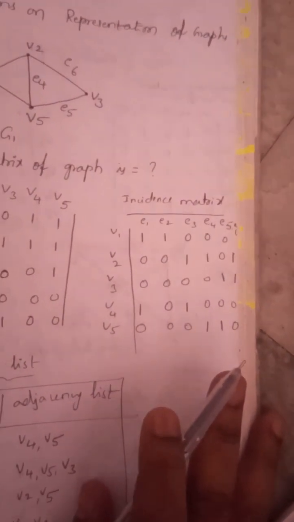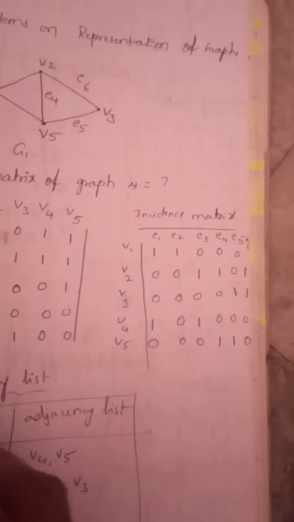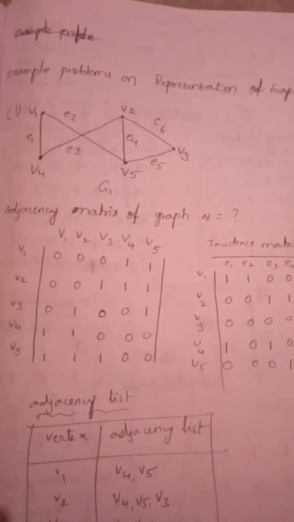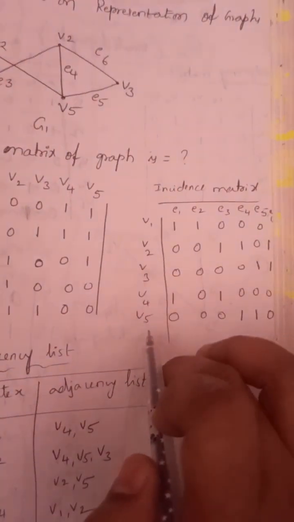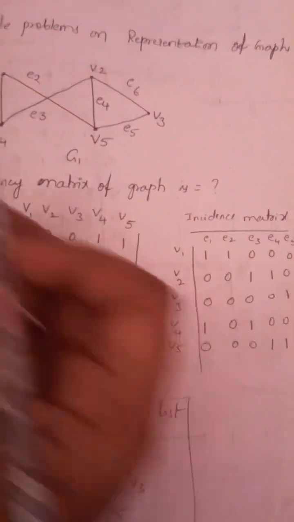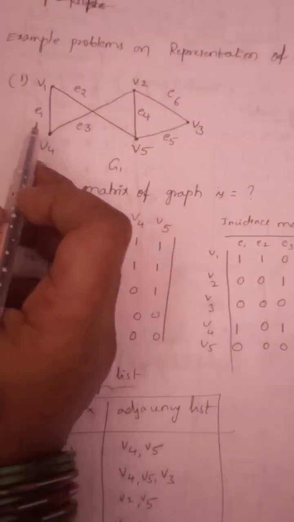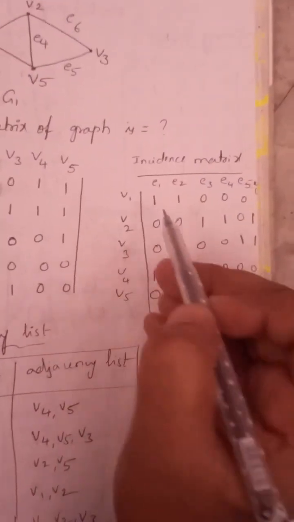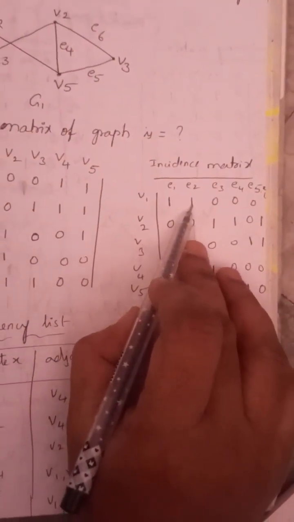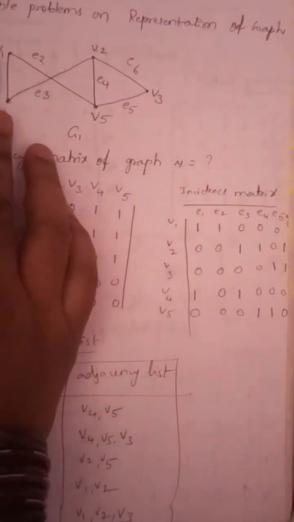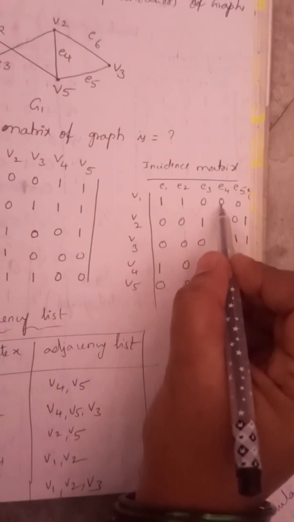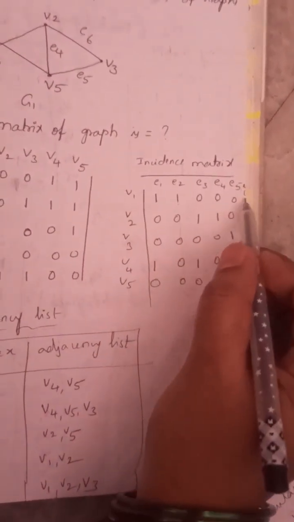While writing the incidence matrix for this particular graph, all the edges we consider as columns and all the vertices we take as rows. Then while writing the matrix, if vertex V1 is attached to edge E1, we write 1. V1 is also attached to edge E2, so we get 1 here. For E3 there is no attachment for V1, so 0. E4, no attachment for V1. So all zeros we get.